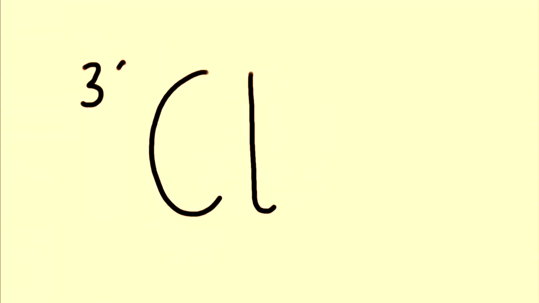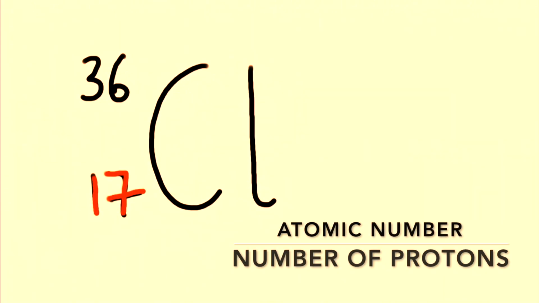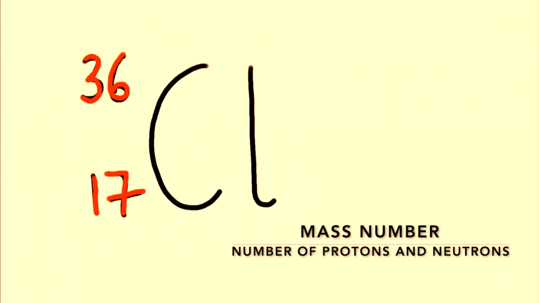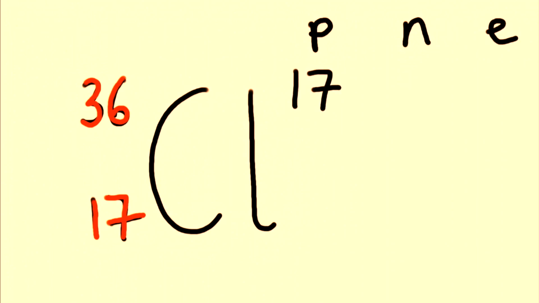Let's take a look at this atom of chlorine. It has an atomic number of 17, which gives us the number of protons, and a mass number of 36, which gives us the number of protons and neutrons. So I'm sure we can agree that this atom would have 17 protons, 18 neutrons, and 17 electrons.